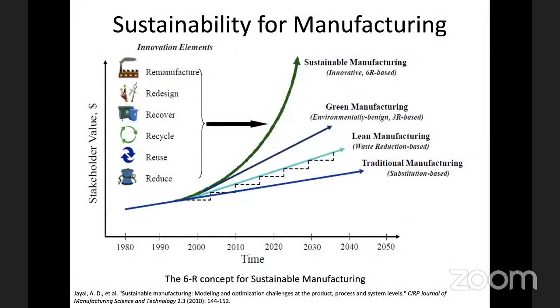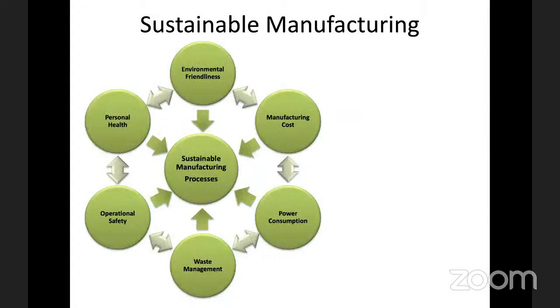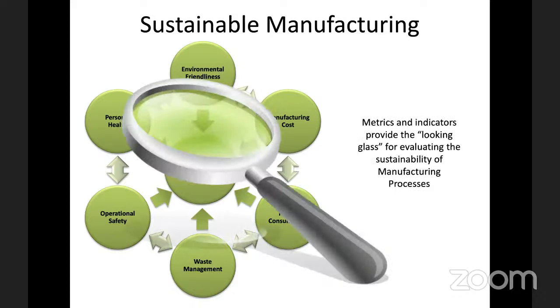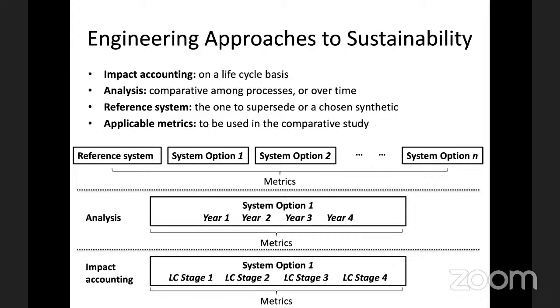This is an example of the 6R concept for sustainable manufacturing. You have remanufacture, redesign, recover, recycle, reuse, and reduce. This is an example of sustainability in the manufacturing sector. You have traditional manufacturing, lean manufacturing, green manufacturing, sustainable manufacturing. There are different ways in which people look at these things. Sustainable manufacturing processes can be defined through waste management, operational safety, personal health, environmental friendliness, manufacturing cost, and power consumption. Now, metrics and indicators provide the looking glass for evaluating the sustainability of manufacturing processes.